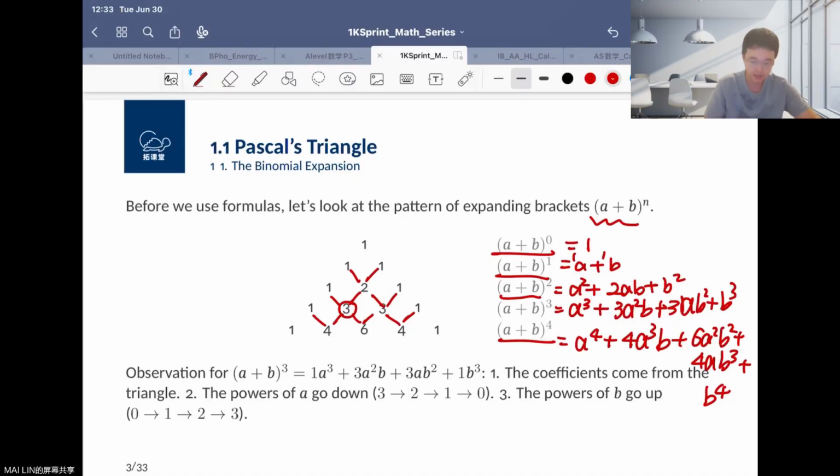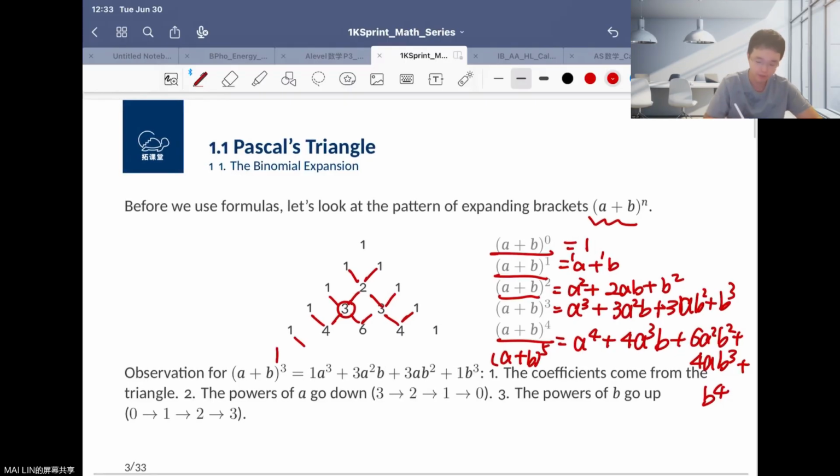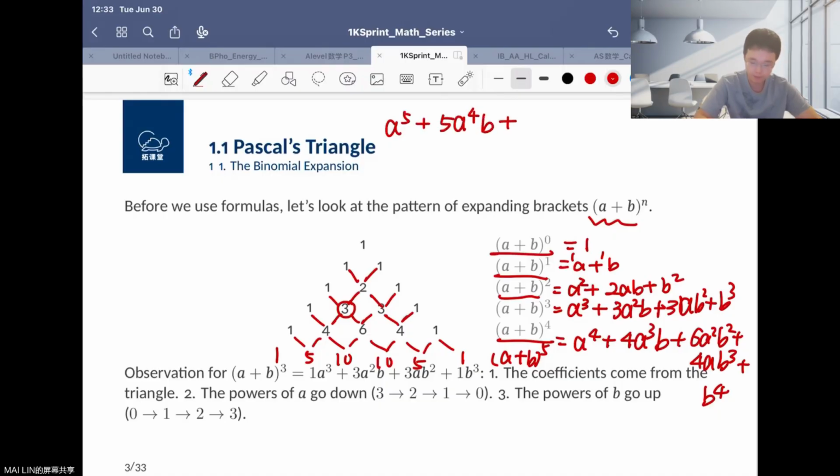So here is for 3, right? Because if you want to expand (a+b) to the power of 5, you can just write down the next row of Pascal's triangle. That is 1, right? And here's 5, and here is 10, and here is 10, here's 5, and here's 1, right? So we can just write it down as a to the power of 5 plus 5a to the power of 4 b plus 10a cubed b squared plus 10a squared b cubed, right? And then it's 5ab to the power of 4, and then plus b to the power of 5, okay? That is the expansion equation right here, okay?